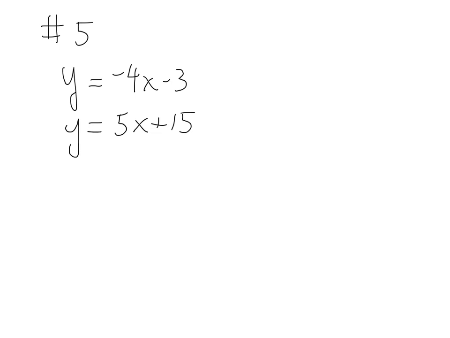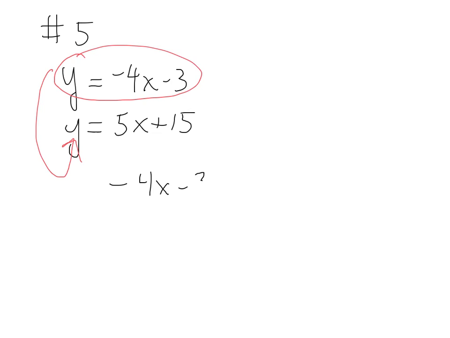Number 3, we want to solve by substitution. To solve by substitution, you want to take one of the equations and get either x all by itself or y all by itself. Well, this one's really nice as far as substitution goes, because both of the equations already have y all by itself. So all I really need to do is take this equation and plug it into that equation. That means I'm going to have minus 4x minus 3 equals 5x plus 15. And I'm going to solve that equation.